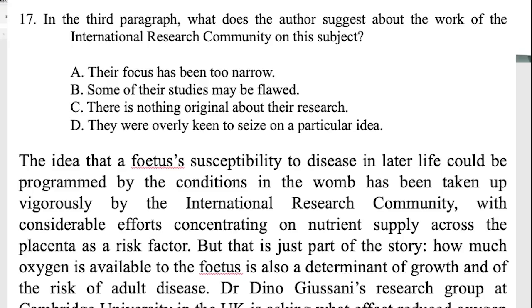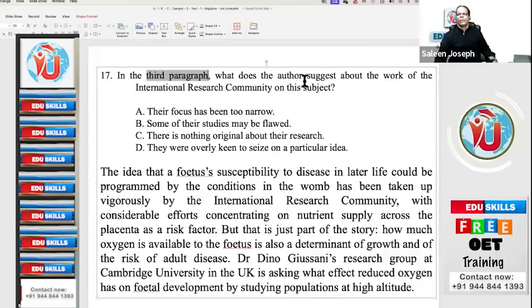So 17th question. In the third paragraph, what does the author suggest about the work of the international research community on this subject? So what is the hedging word in the question stem? Third paragraph, suggest. Okay. Now author suggests. That's an opinion, okay? International research community. Yeah, this is very, very important. Research community. International research community on this subject, okay? On a particular subject, what they are mentioning here.